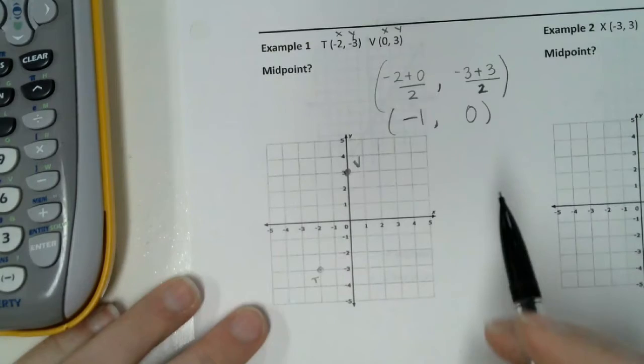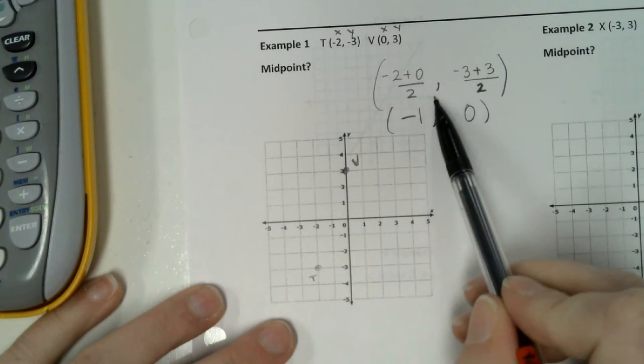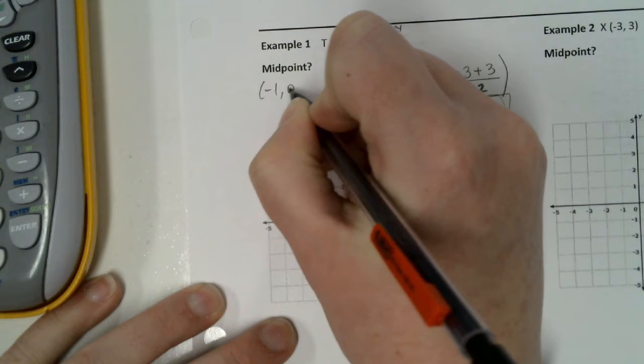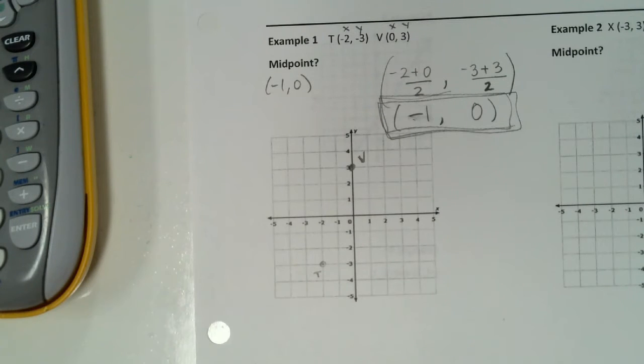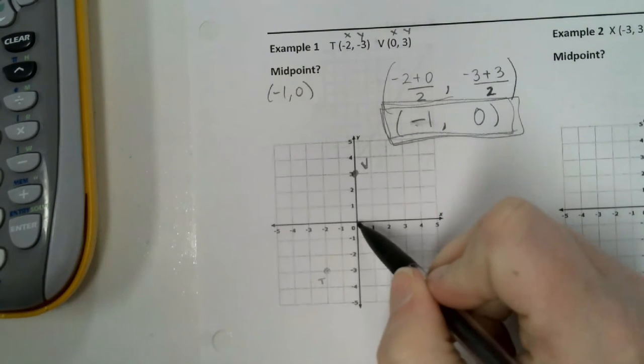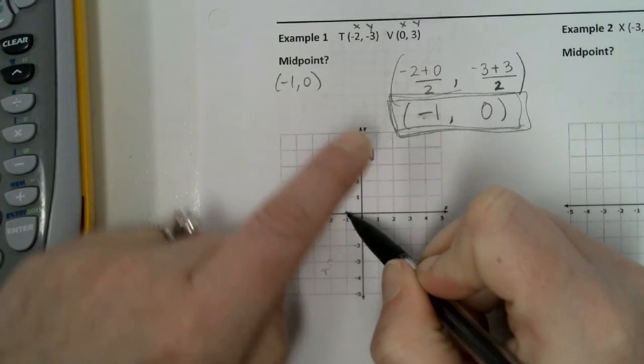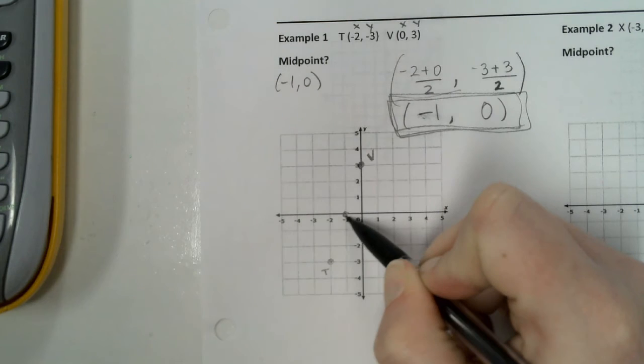So what this means, this is my midpoint. My midpoint is negative 1, 0, and I want to show you on the graph. Does everybody know where negative 1, 0 is at? We start here, we go to negative 1, and then 0 means we do nothing. So boom, that is the middle.